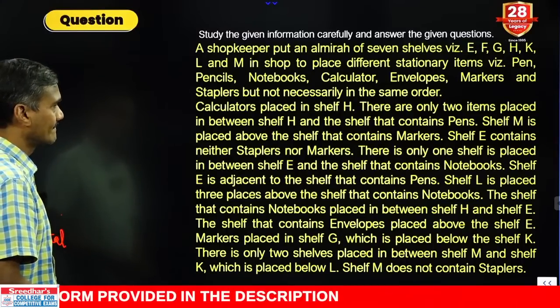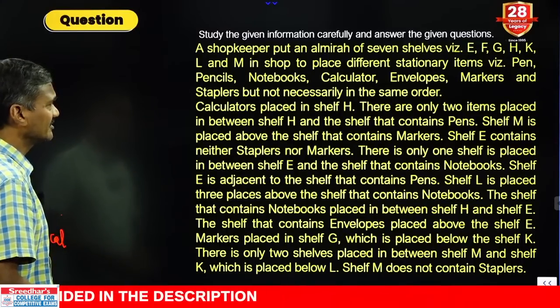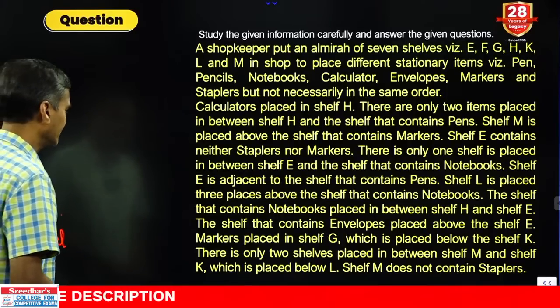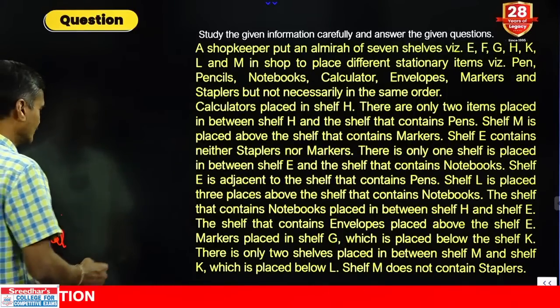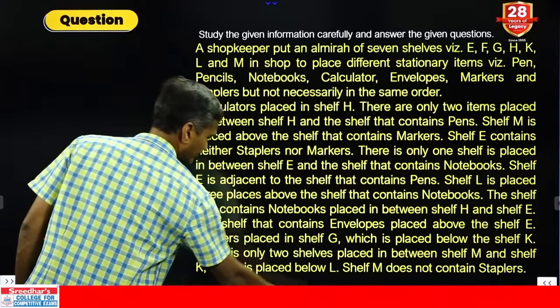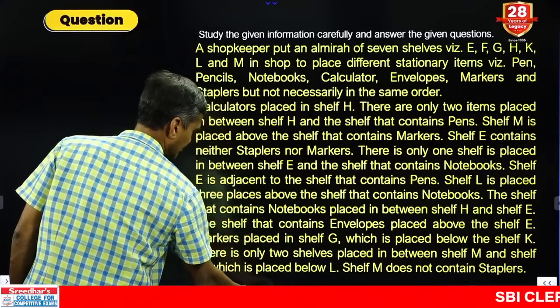Then next one, there are only 2 items between H and the one that contains pens. Now between H and the pens there are exactly 2. Now we have 2 different possibilities for this one.